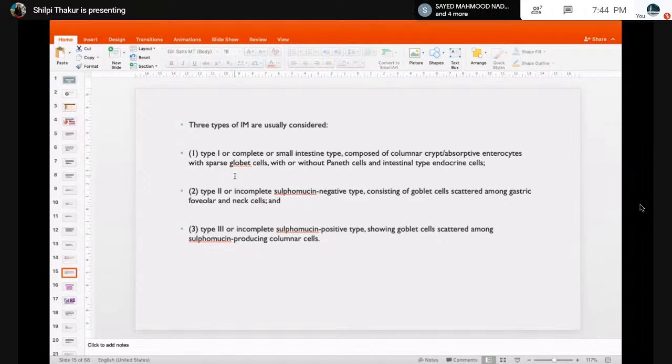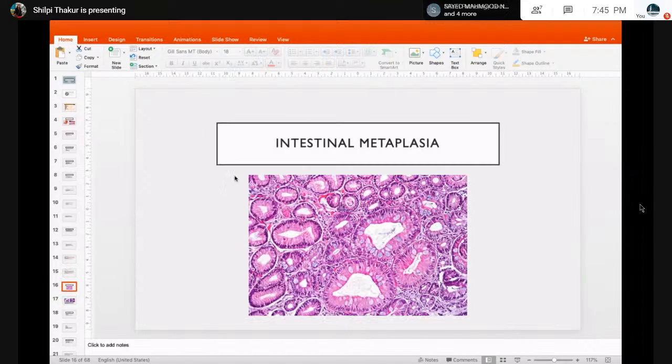Whereas type 2, that is incomplete, and this is sulfomucin negative. So what is present is sialomucin. So it consists of the goblet cells scattered among the gastric foveolar and neck cells. Type 3 is incomplete, sulfomucin positive, so resembling the colonic epithelium, and it shows the goblet cells scattered among the sulfomucin producing columnar cells. Now, this is one of the photographs, microphotograph, which shows the intestinal metaplasia.